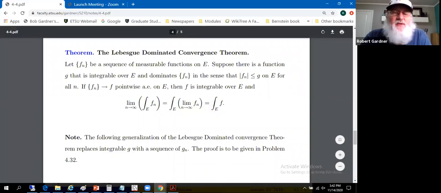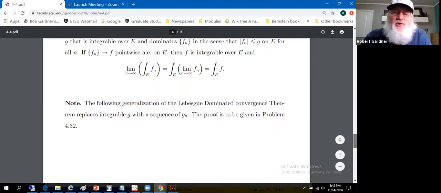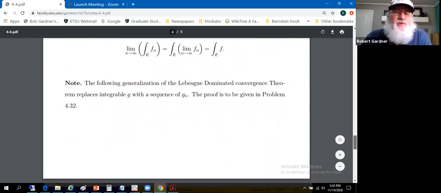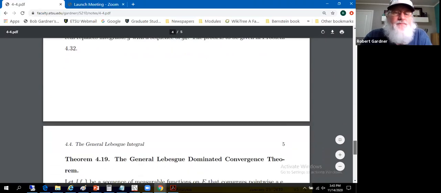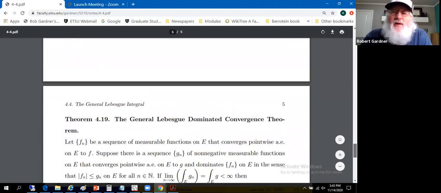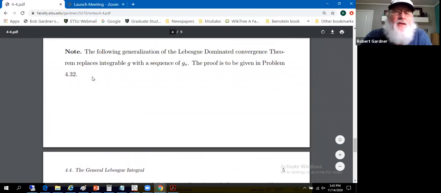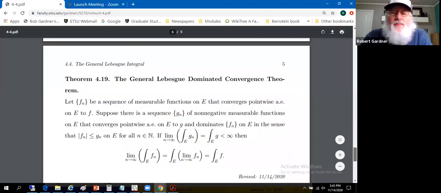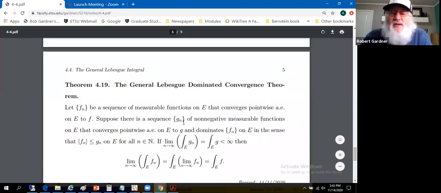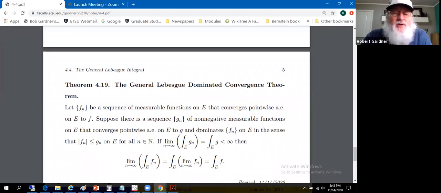And we can generalize that a little bit. The following is the generalization of the Lebesgue dominated convergence theorem. What it does is it replaces that single integrable function g with a sequence of integrable functions g sub n. This is to be dealt with in one of the problems in this section. Let's see, the g sub n's, I'll take it back. The g sub n's don't have to be integrable. They have to have an integrable limit.